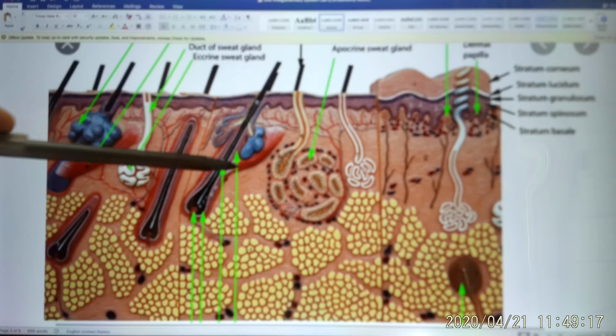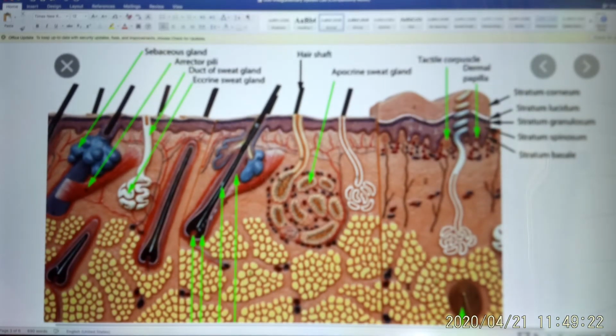And this muscle is the pili muscle. When it contracts, it makes the hair stand out. Now let's look at this one. That's the sebaceous gland. The sebaceous gland is an oil gland. If you cut it, the sebaceous gland looks like this. It produces oil.